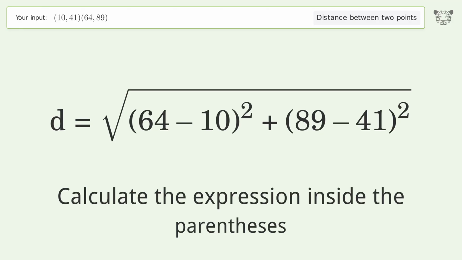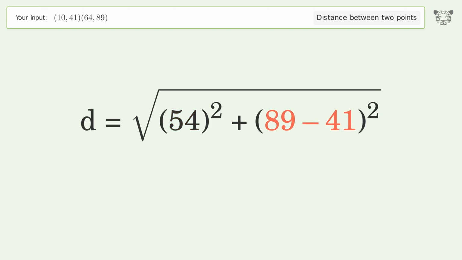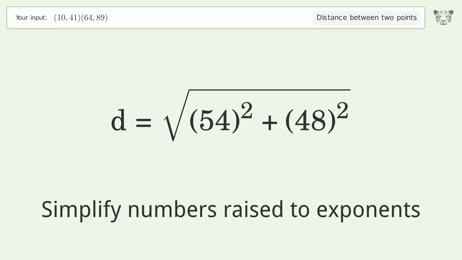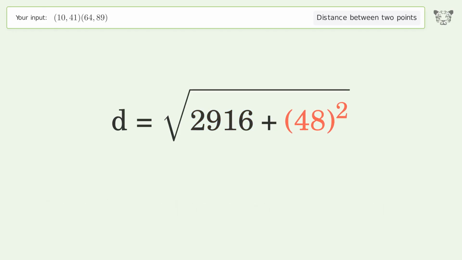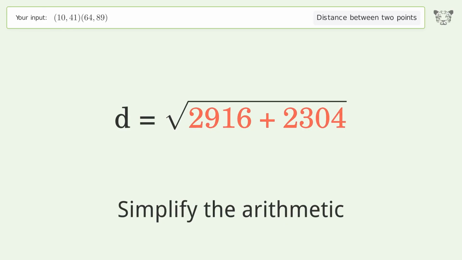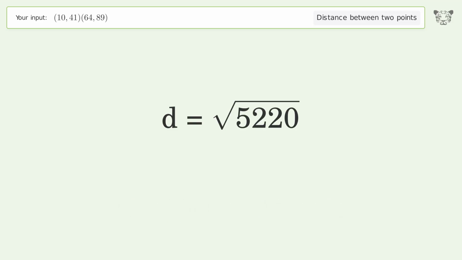Calculate the expression inside the parentheses. Simplify numbers raised to exponents. Simplify the arithmetic. And so the distance between the 2 points is the square root of 5,220, or 72.25.